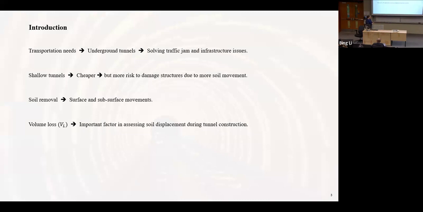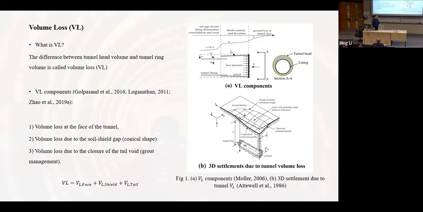Soil excavation causes surface and subsurface movements. When we want to talk about surface and subsurface movements, we have to take volume loss into consideration because it plays a main role in this area. What is volume loss? Volume loss is the volume difference between the head of the tunnel and the tunnel that is built along the tunnel, I mean the ring. That volume difference is called volume loss. As you can see, the gray area over there is called volume loss.